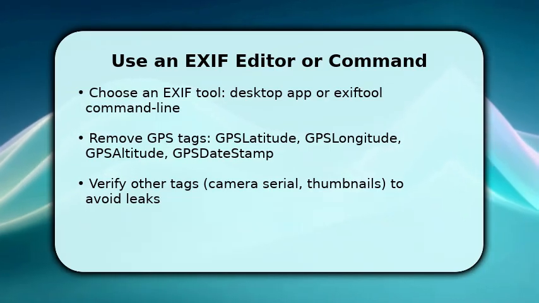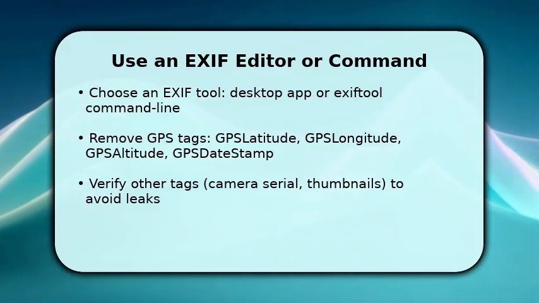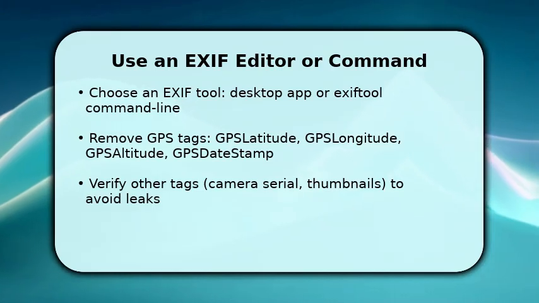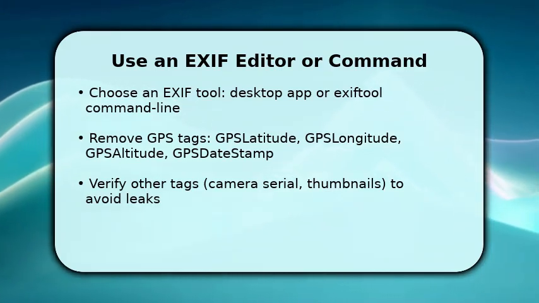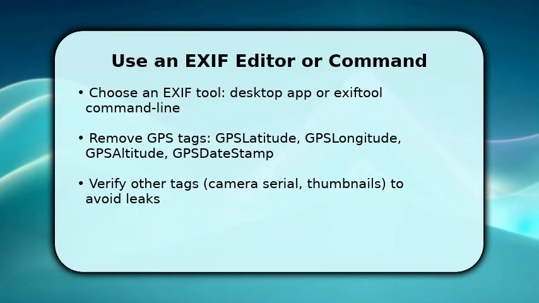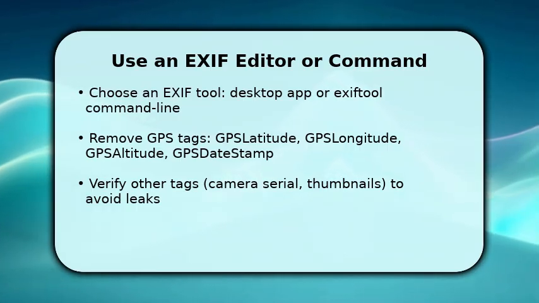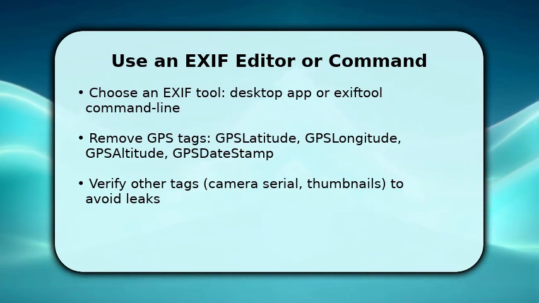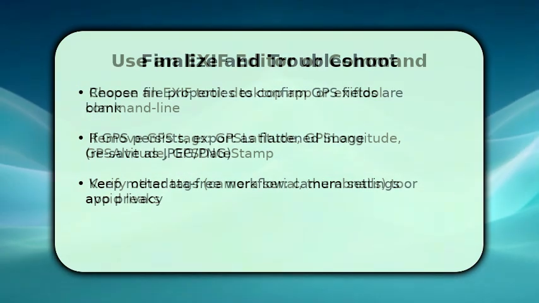Once done, check for related fields such as GPS processing method or embedded thumbnails that might still contain location data. Make sure to save as a new file name. To finish, reopen the file in your metadata viewer and confirm GPS fields are blank. If they are, you're done and safe to share.